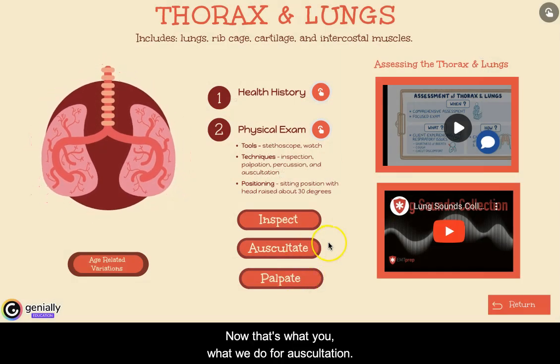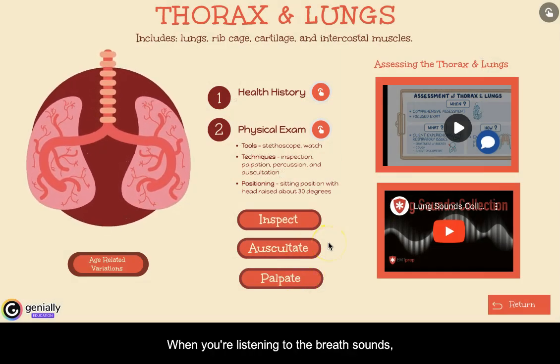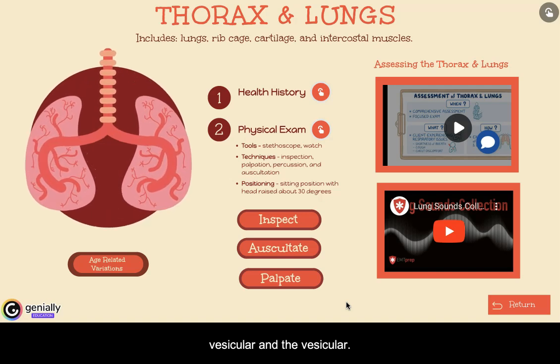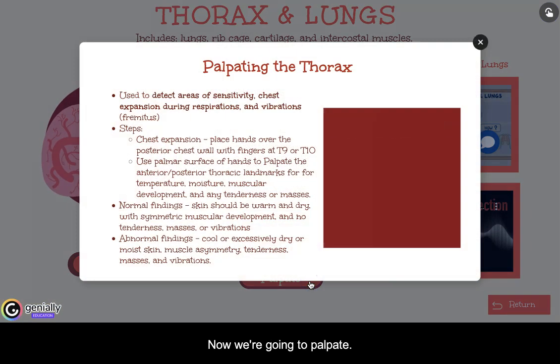Now that's what we do for auscultation when you're listening to the breath sounds. You listen to, like I said, all three: the bronchial, bronchovesicular, and the vesicular. Now we're going to palpate.